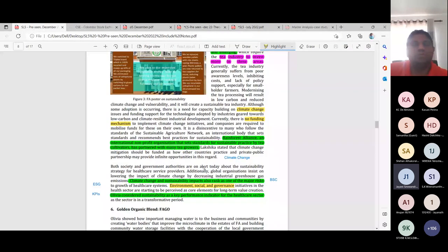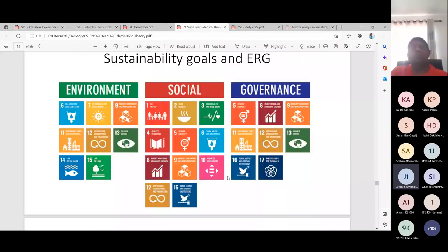Right. So then another area you can focus on is the sustainability goals and the ESG, right? So look at some of the sustainability goals. Now you can study these things. You can categorize different sustainability goals under these three categories. So that's another area I think you can focus on.